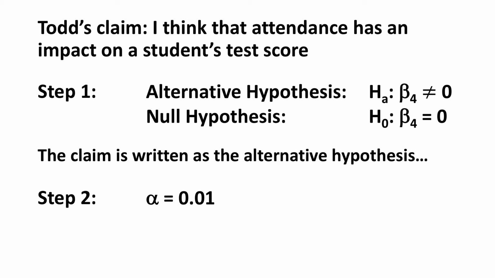The second step of a hypothesis test is setting the significance level. In this example, I'm using a 1% significance level. So that means there's a 1% chance that I'm going to make a type 1 error of rejecting the null hypothesis when in fact it's true. In other words, I would falsely find support for my claim.